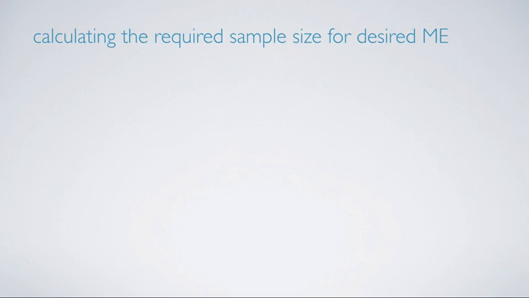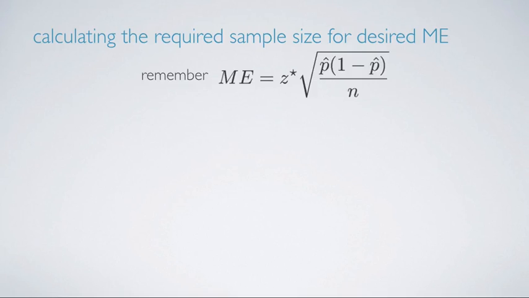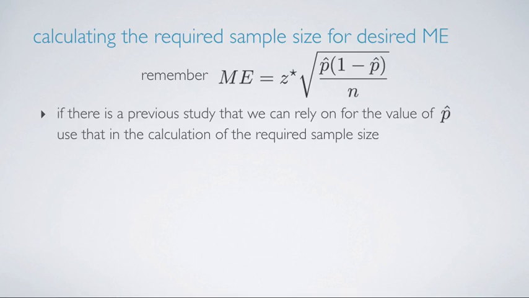Let's make one more point about calculating the required sample size for the desired margin of error. Remember that this is the formula for the margin of error. It's a critical value times the standard error. If there is a previous study that we can rely on for the value of p-hat in this formula, we would use that in calculation of the required sample size. This is what we did previously, where we plugged in 0.85 for p-hat that came from the previous study, the General Social Survey. If not, then we're going to use 0.5 for our p-hat.